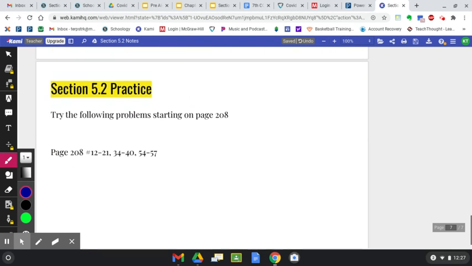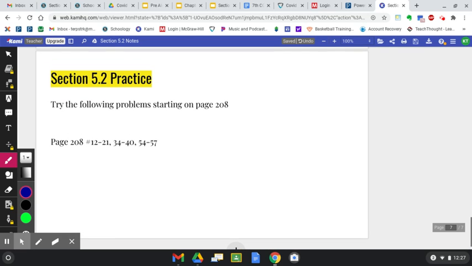So your practice for today, page 208, doing numbers 12 through 21, 34 through 40, and then 54 to 57.